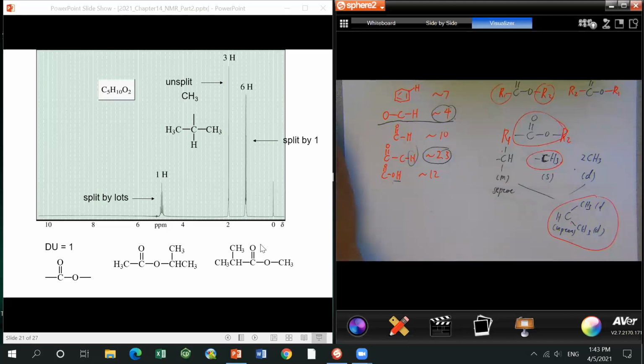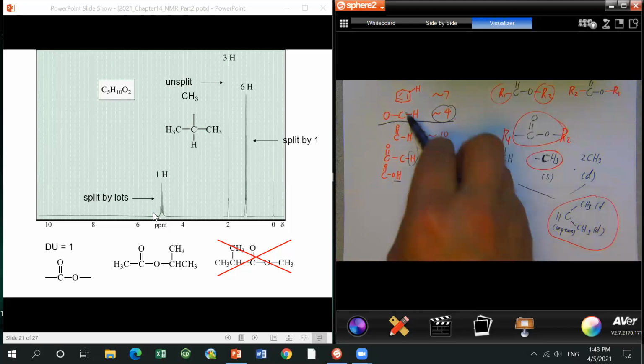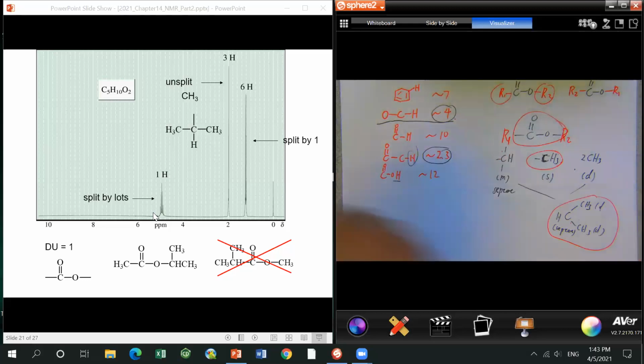Once you have the three fragments, isopropyl, methyl, and the ester, there are two possible ester structures. The isopropyl is bound to oxygen because that one has the higher chemical shift. All right, good.